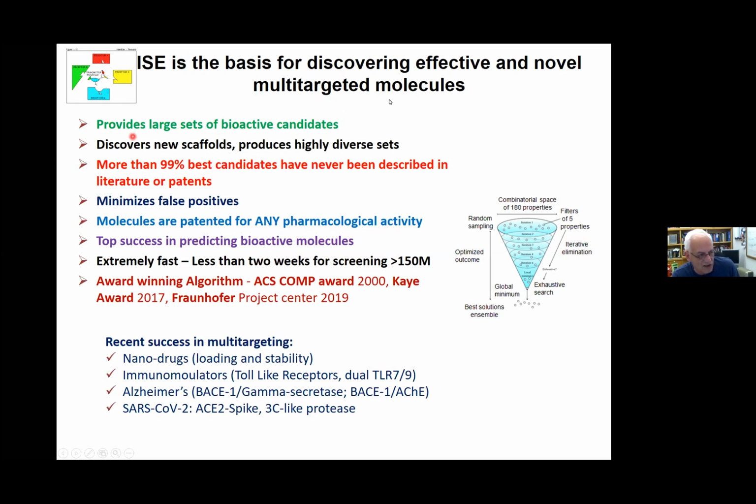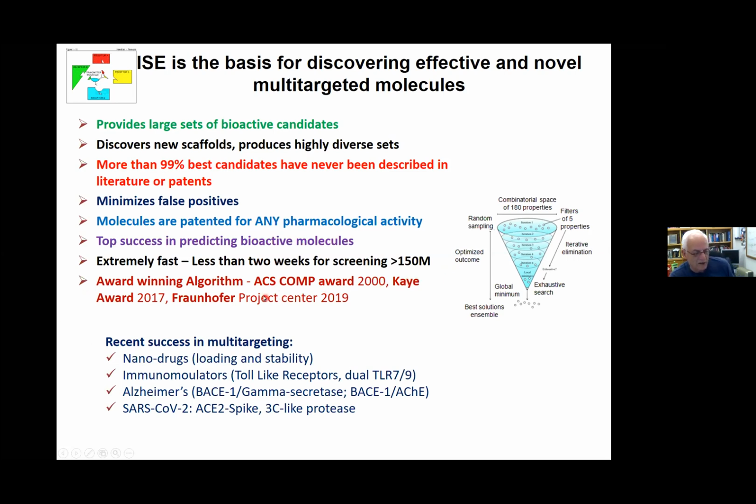It provides large sets of bioactive candidates. It discovers new scaffolds and produces highly diverse sets. More than 99% of the best candidates have never been described in literature or patents. It minimizes false positives. The molecules are patentable for any pharmacological activity because they've never been described associated with any activity before. It has top success in predicting bioactive molecules. It's extremely fast. It's less than 2 weeks for screening more than 150 million molecules.